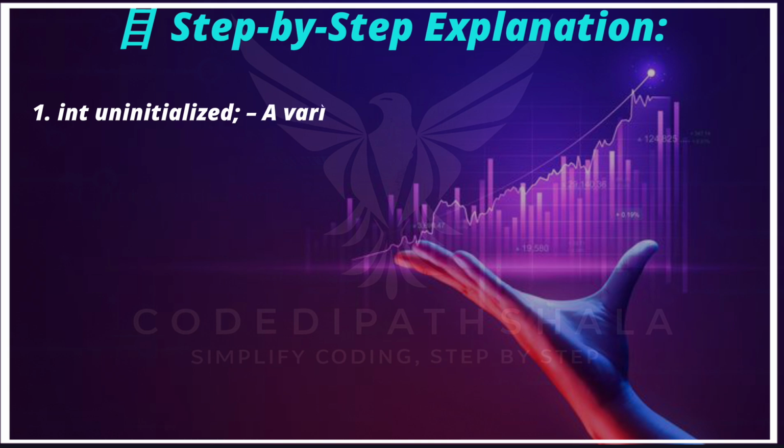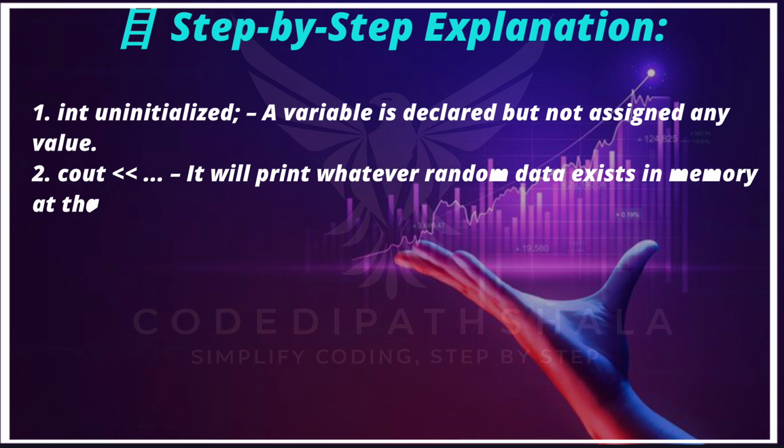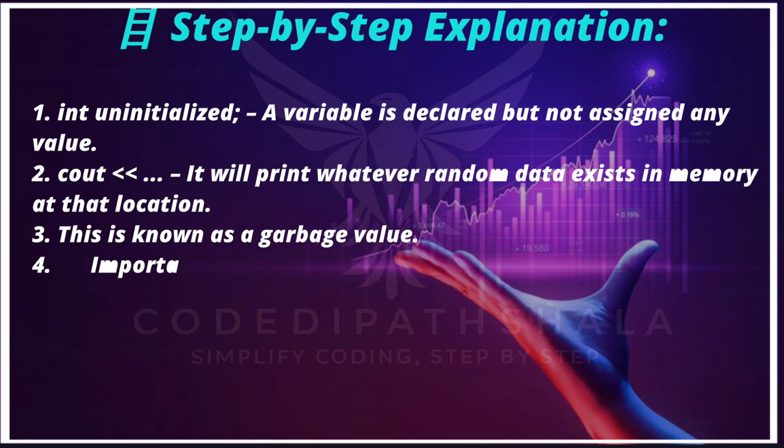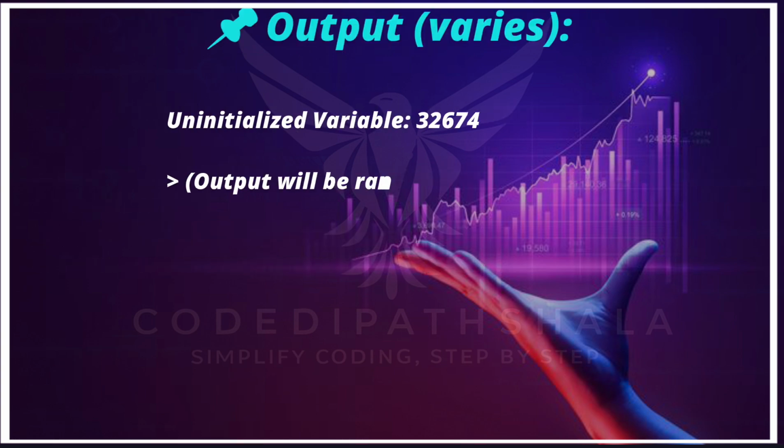Step-by-step explanation. 1. int uninitialized: a variable is declared but not assigned any value. 2. cout << will print whatever random data exists in memory at that location. 3. This is known as a garbage value. 4. Important tip: always initialize variables. Output varies. Uninitialized variable: 32674. Output will be random each time.